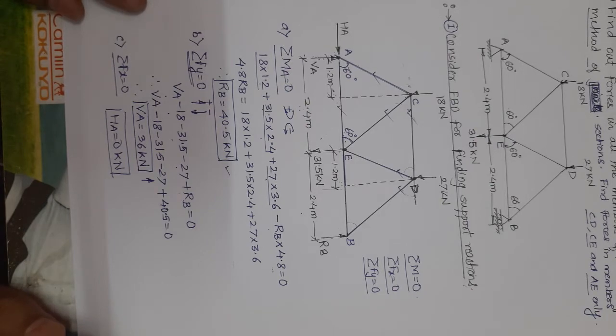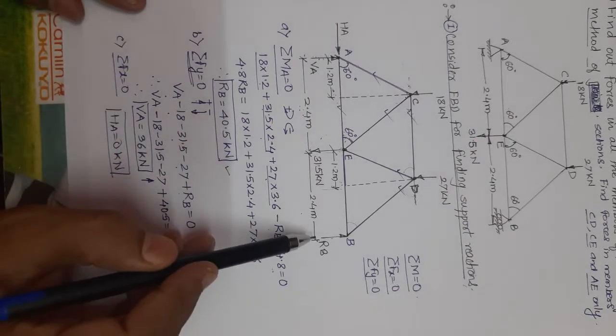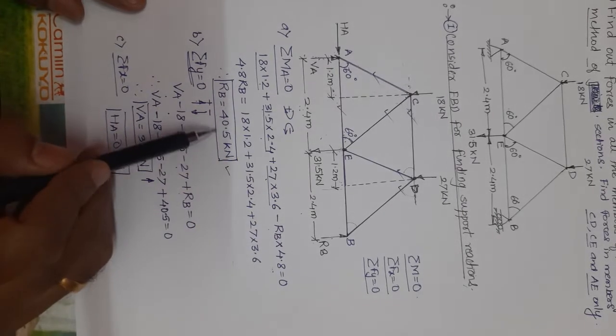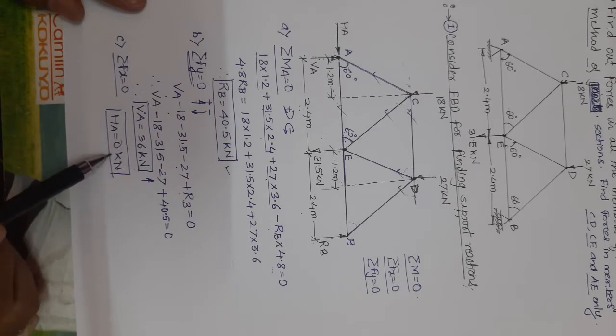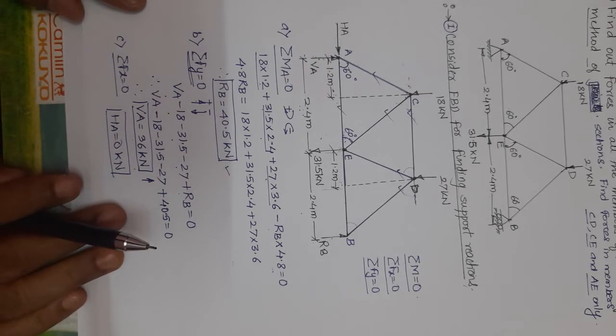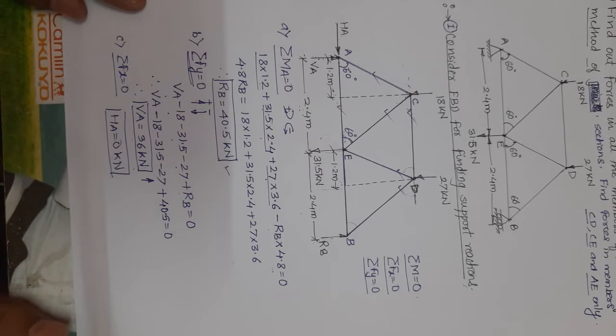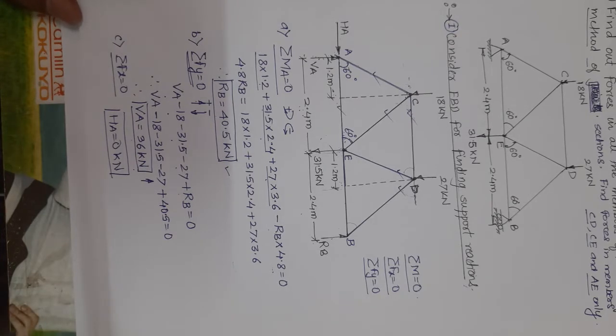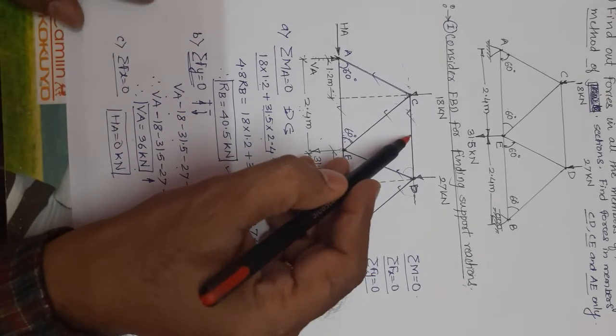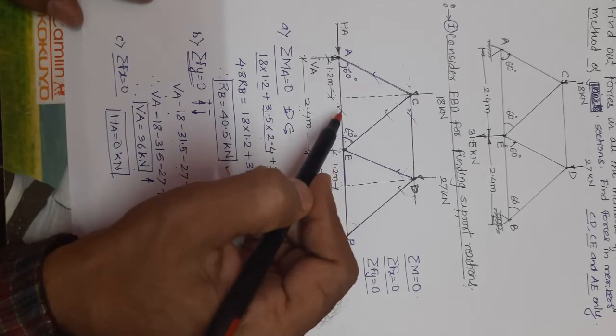So what you have got is the reactions at support RB, which is 40.5, VA, which is nothing but 36 kilonewton, and HA is 0. Now once you get the support reactions of the truss, we are all set for finding the forces in the members. Which members are we supposed to find? We are supposed to find the forces in the members CD, CE, and AE.